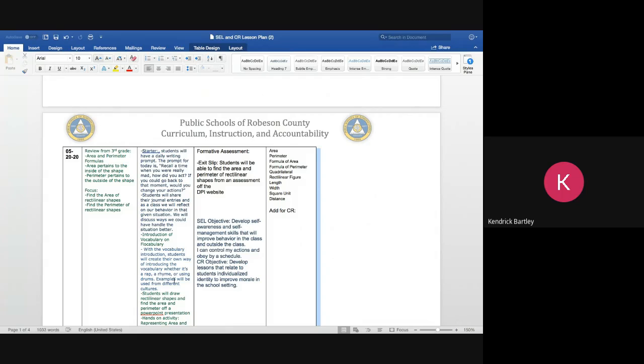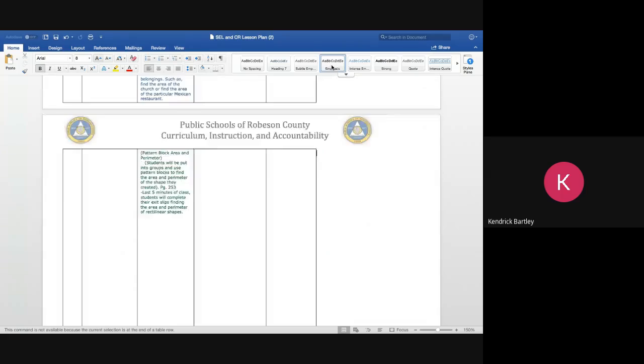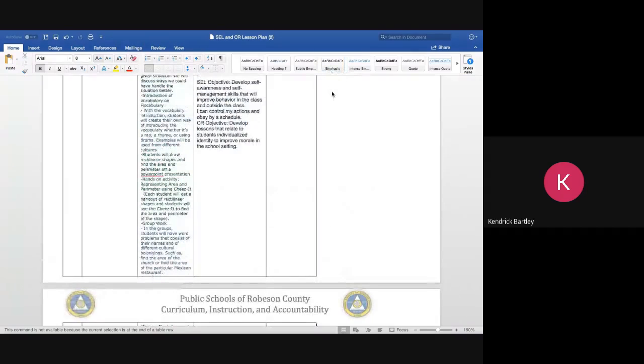To continue with the actual lesson, I said that students would draw rectangular shapes and find the area of the shape, which is going back to the regular standard, what they should be able to do after the lesson. And then I said the hands-on activities represent area and perimeter using the cheese and crackers, which is hands-on, but it's also going back to the standard of teaching area and perimeter.